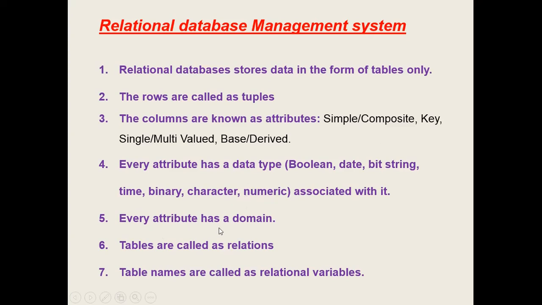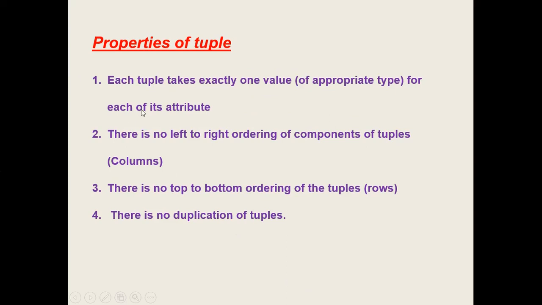Every attribute has a domain. The attribute domain is the set of values allowed in the attribute. For example, the age of an operator between 20 to 60 years. Tables are called relations and the table names are called relational variables. The properties of a tuple are: each tuple takes exactly one value of appropriate type for each of its attributes. There is no left to right ordering of components of tuples. There is no top to bottom ordering of tuples, and there is no duplication of tuples.